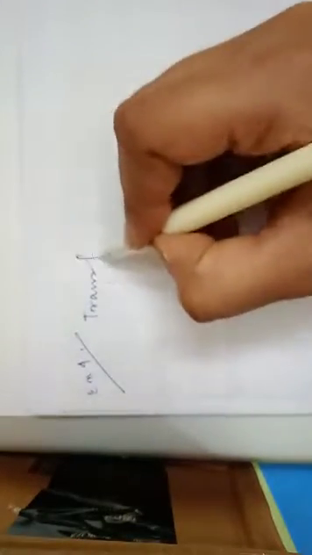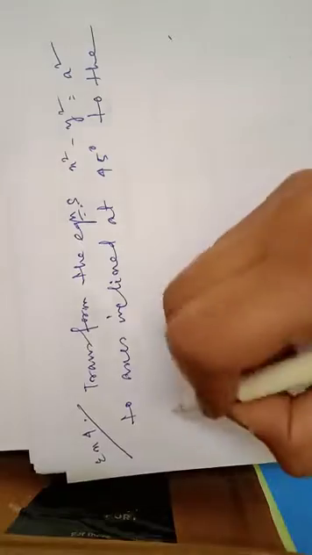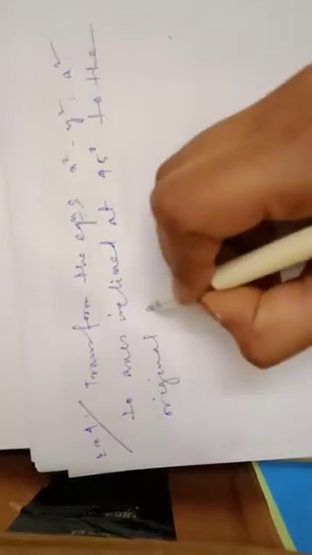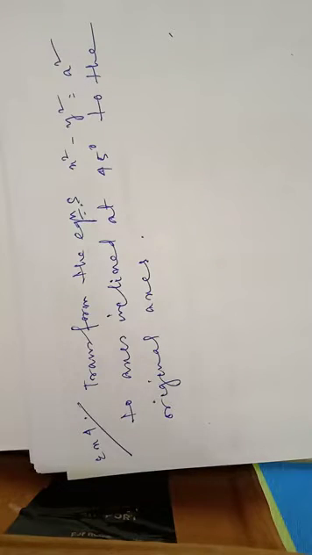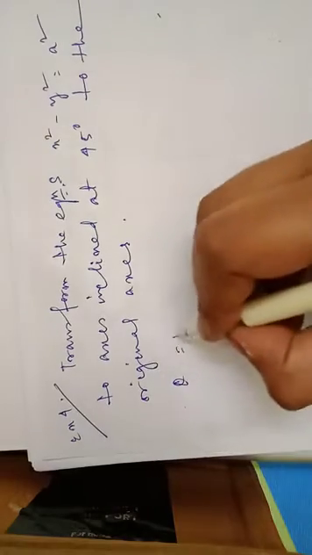Next example, example 4. Transform the equation x square minus y square equals a square to axes inclined at 45 degrees to the original axes. So here theta is 45 degrees.